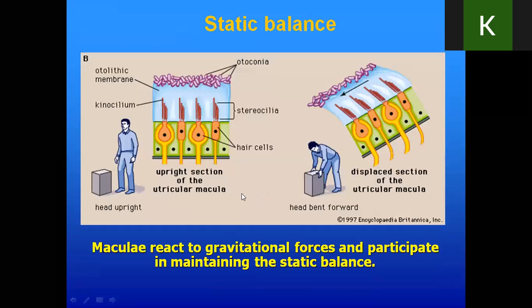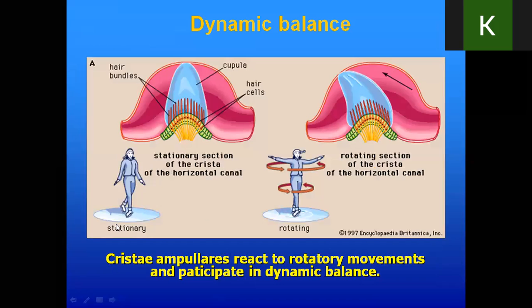Static balance means when you stand with the head upright, and when you bend the head forward, in that case you should not lose balance easily. That becomes a pathology of the vestibular part of your 8th cranial nerve. Dynamic balance means when you walk or when you rotate.